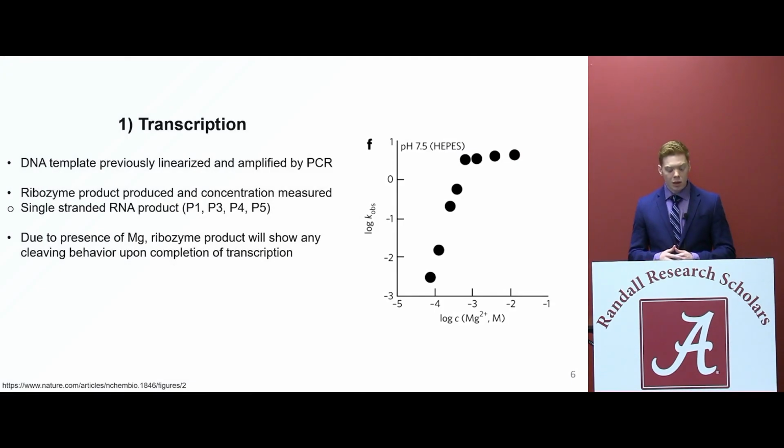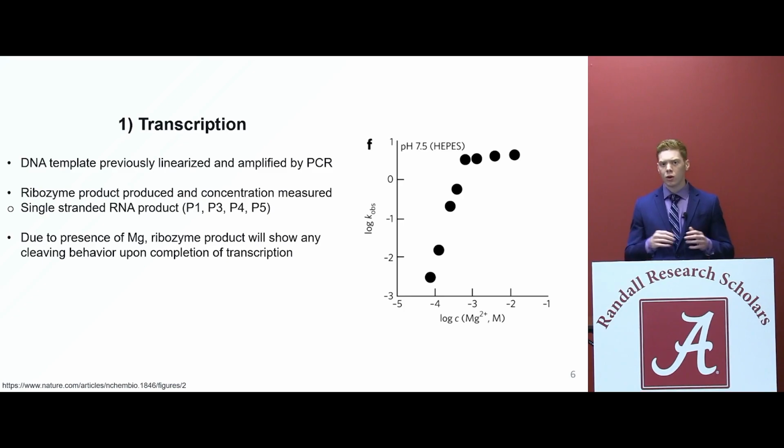The first step of this process was transcription. To do this, a DNA template that was previously linearized and amplified by PCR was used. And I'll help explain what this looks like in a moment. The ribozyme product was produced and its concentration was measured. Importantly, this is a single-stranded RNA product, which will also be visualized in a moment, and it is the P1, P3, P4, and P5 fragments I mentioned earlier.